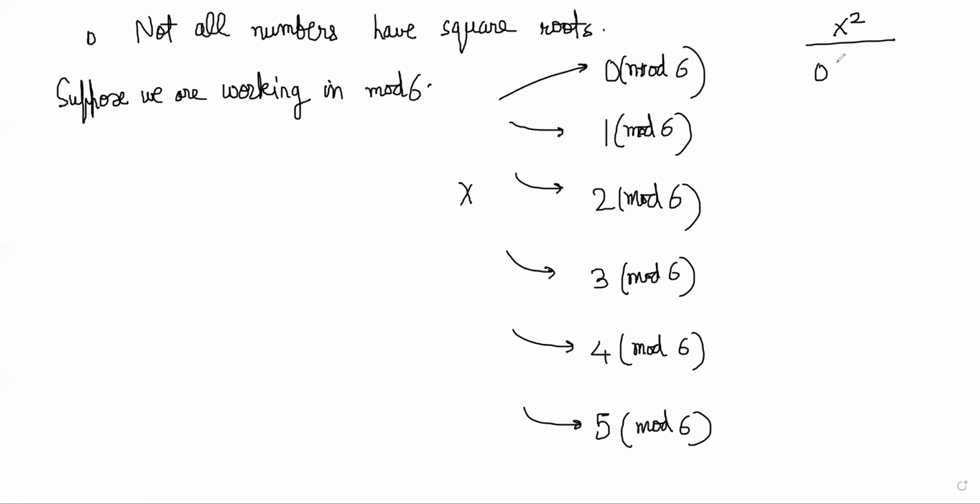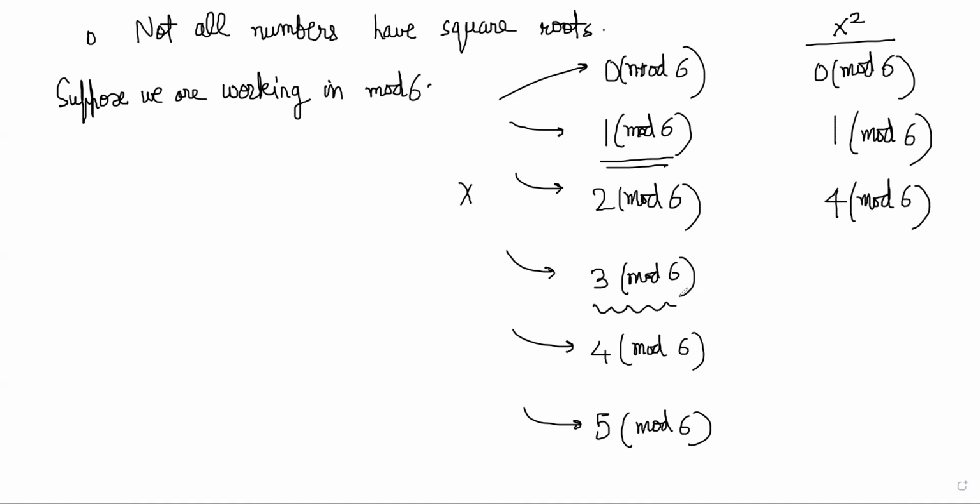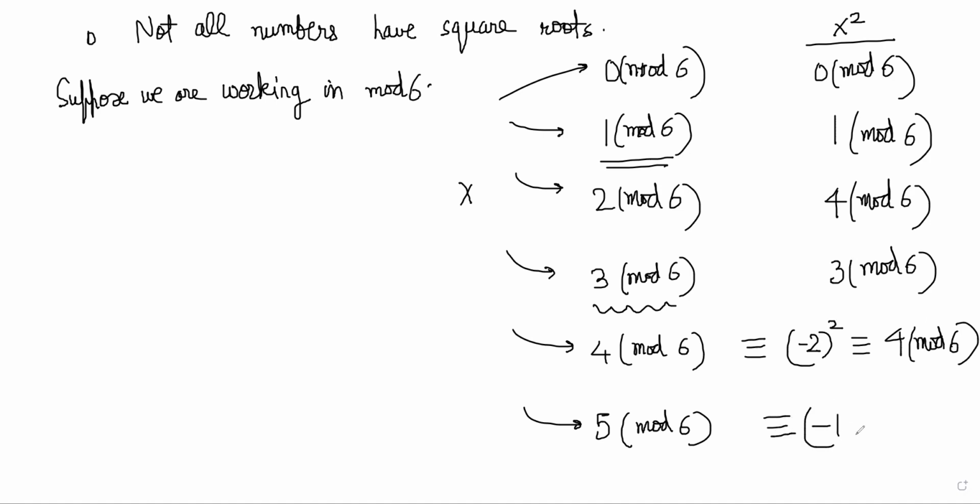If x is 0 mod 6, x square is also 0 mod 6. If x is 1 mod 6, x square is also 1 mod 6. If x is 2 mod 6, you get a 4 mod 6 here. For 3 mod 6, you will get 3 square, 9, which will again give a 3 mod 6, because 9 is equal to 3 mod 6. And for 4, you can write it as minus 2 whole square. 4 is congruent to minus 2, so it is congruent to again 4 mod 6. And 5 is congruent to minus 1, and that will be congruent to 1 mod 6.